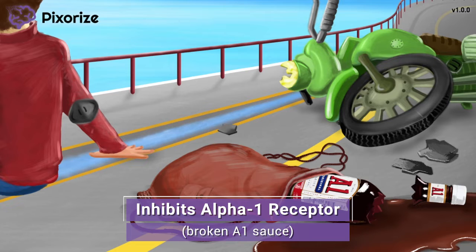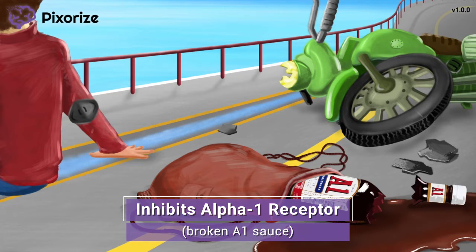And this A1 sauce bottle was definitely broken in this crash. We'll get back to this crash and why it happened later, but this broken A1 sauce should remind you of alpha-1 receptor antagonism. The -osin drugs work by blocking or antagonizing alpha-1 adrenergic receptors. So what happens when you block these alpha-1 receptors?